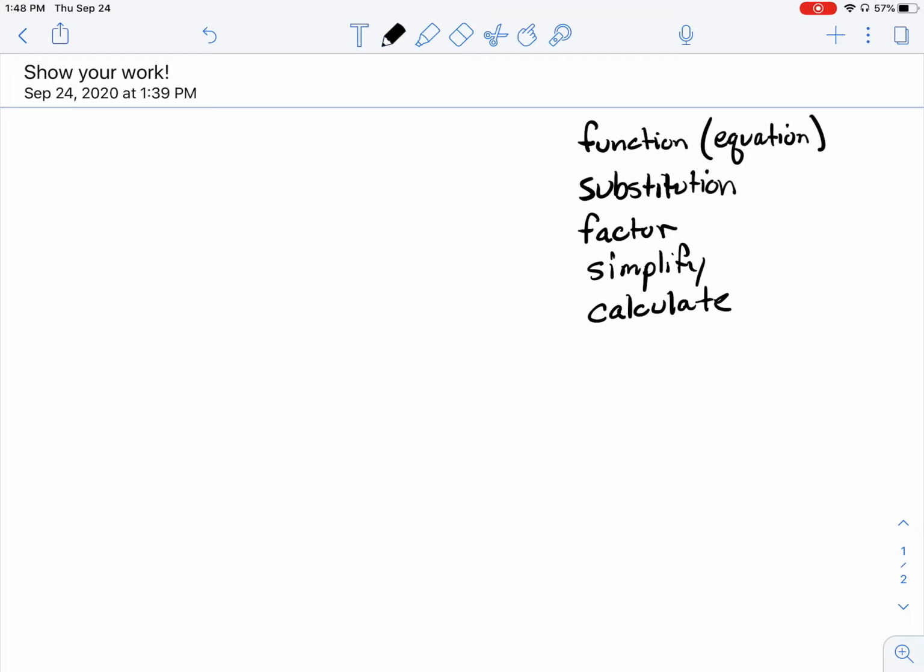So if we take a problem like we did in the functions pop quiz, so let's say f of x equals 3 times x plus 1, and plus 2x.